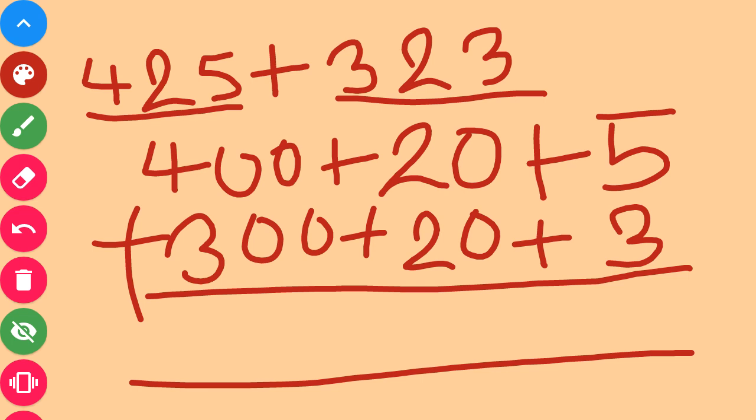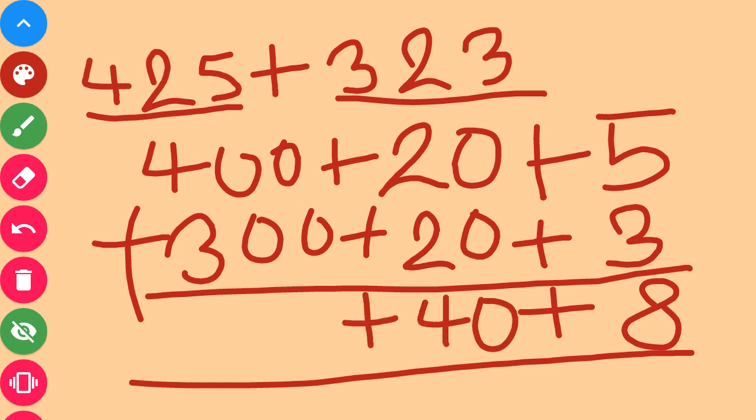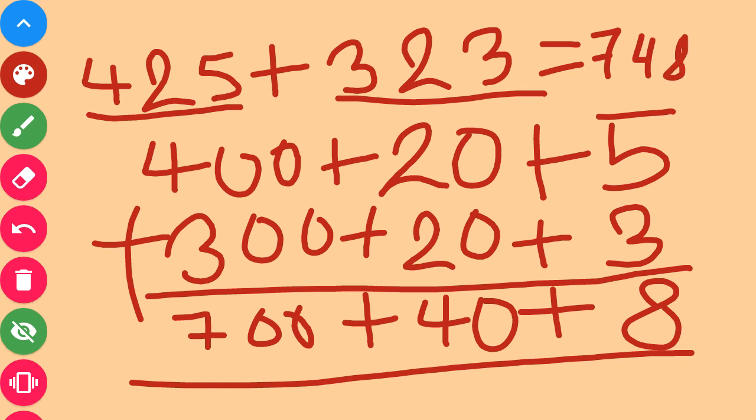Now let us add these numbers together. 5 plus 3 will give us 8. 20 plus 20 will give us 40. And 400 plus 300 will give us 700. So our answer will be 748. I hope addition using expanded form is clear to you all.